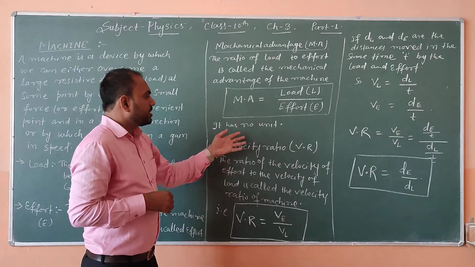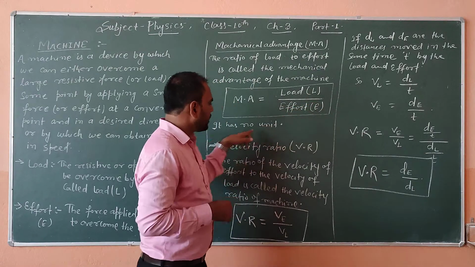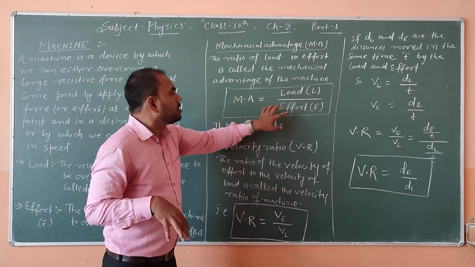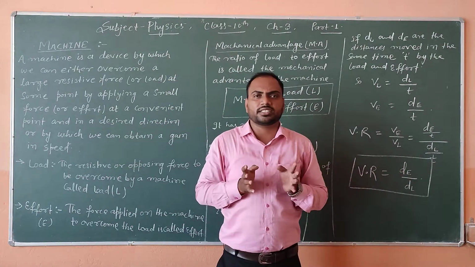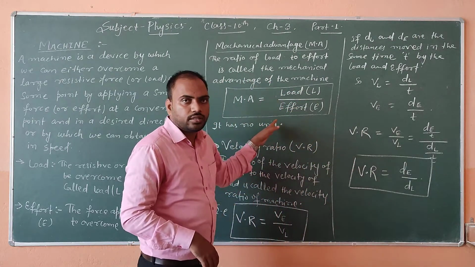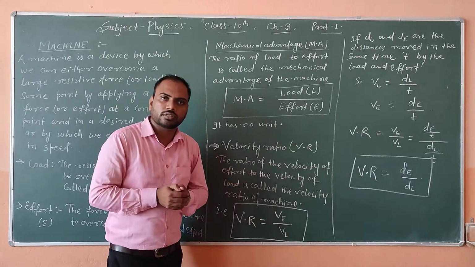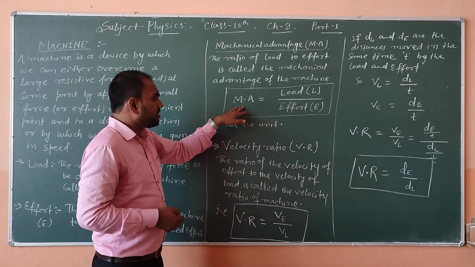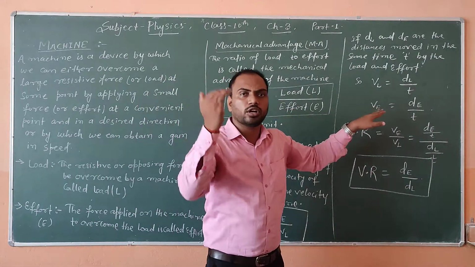Since load and effort have the same unit, Newton, mechanical advantage has no unit. It is very important. This whole chapter will move around this topic. If you do not know mechanical advantage, you are not going to understand any topic of this chapter, because in conclusion we will reach this point only. What will be the machine? What should be the mechanical advantage? What will be the velocity ratio? This will be asked at each and every point. So it is the heart of this topic. Mechanical advantage means load upon effort. You must always remember it.